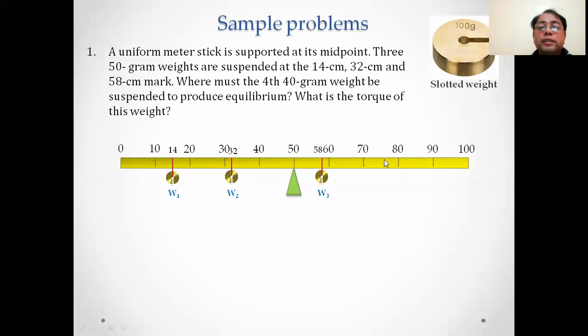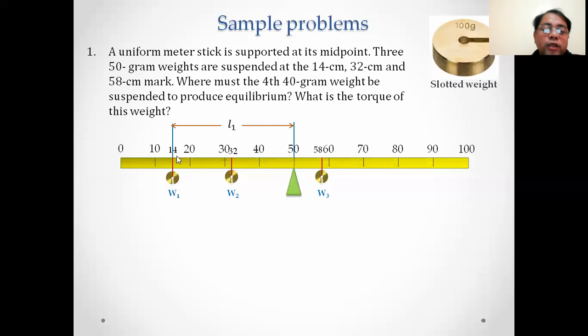So where will we place the last 40-gram weight? And the question: what is the torque created by the 40-gram weight? Those are the two things that we want to find. So first of all, we will find the lever arm or the moment arm of W1. When we get the lever arm, we cannot use the value 14 centimeter.